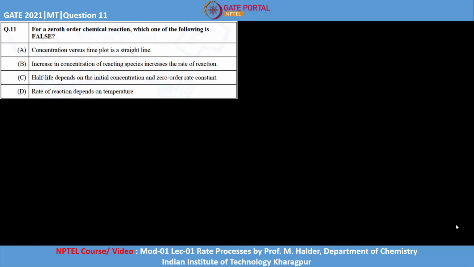Option A, concentration versus time plot is a straight line. Option B, increase in concentration of reacting species increases the rate of reaction. Option C, half-life depends on the initial concentration of zero order rate constant. And the last option, rate of reaction depends on temperature.